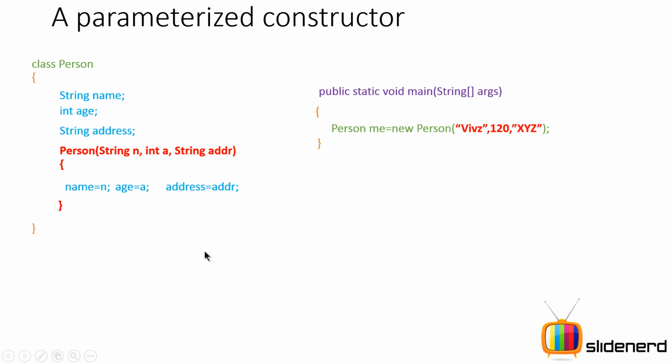So this is how I can assign values to instance variables using a parameterized constructor by first defining it. Now remember, Java does not provide a parameterized constructor by default, which means if you want one like this, then you'll have to custom make it.